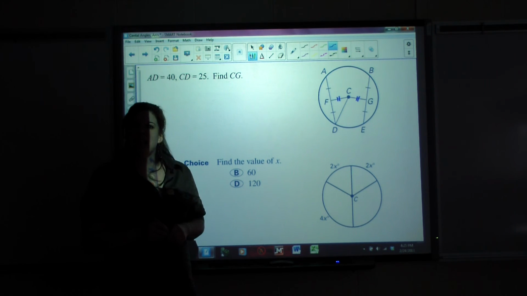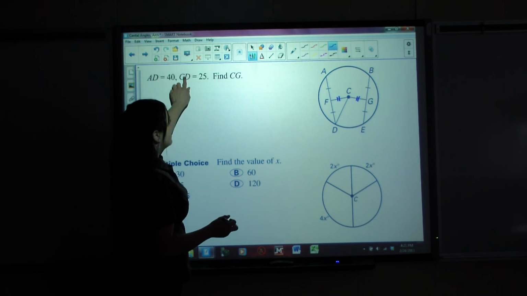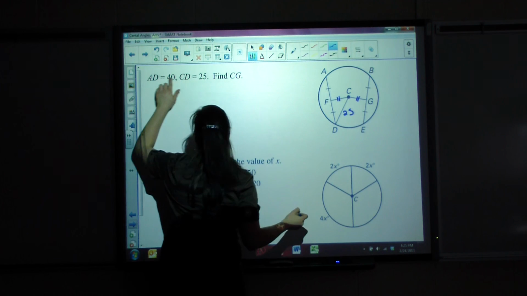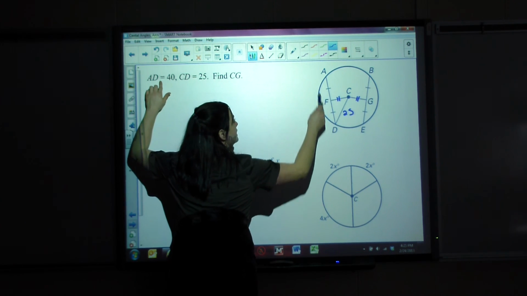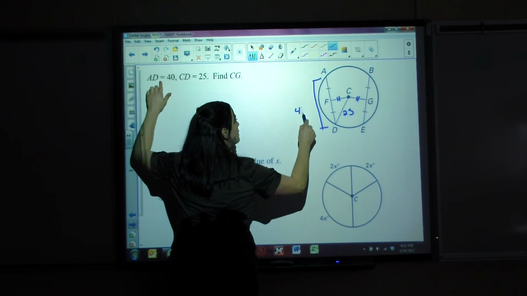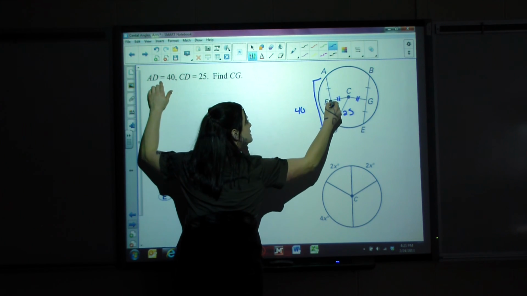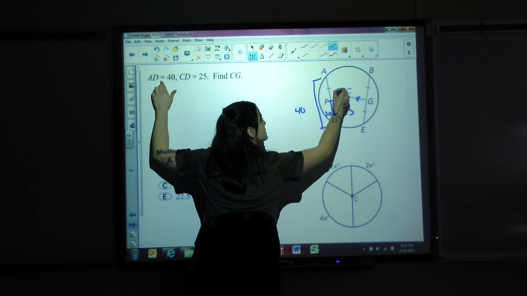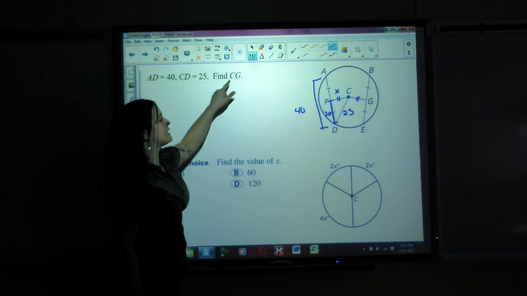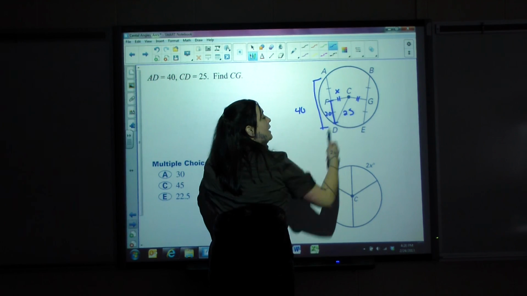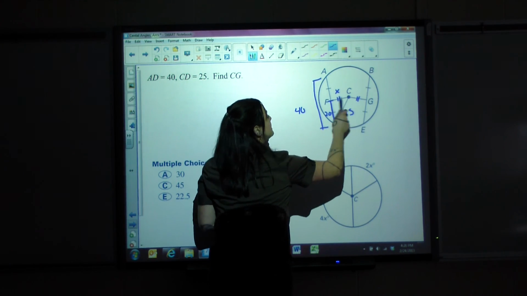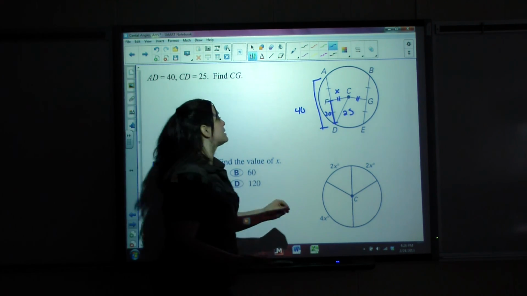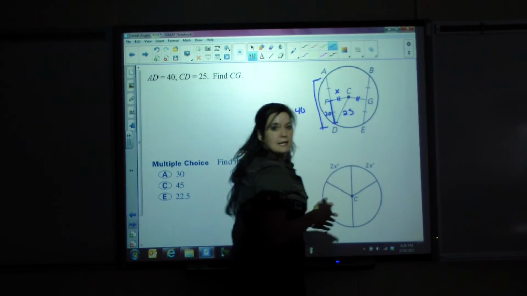Okay, let's set up a triangle idea again. Here's what we know. CD is 25. AD is 40. The whole thing is 40, but it's split up into 2 equal halves, which means this half is 20. And this one is unknown. And it's asking us again to find CG, but we know that CG and CF are going to be the same length because they are both the distance from congruent chords to the center.